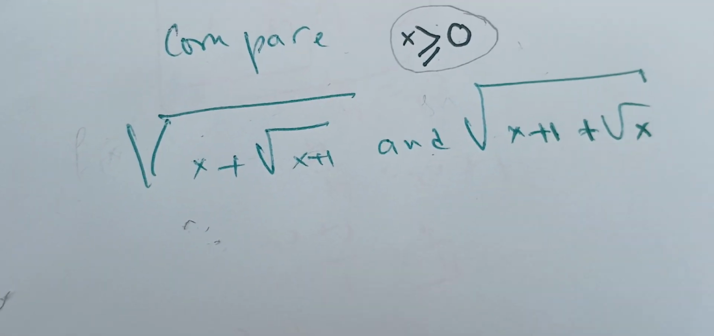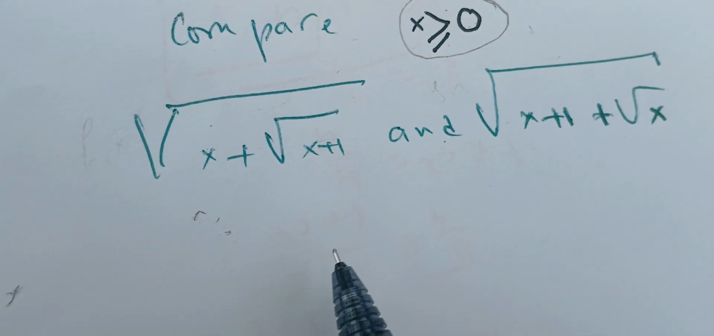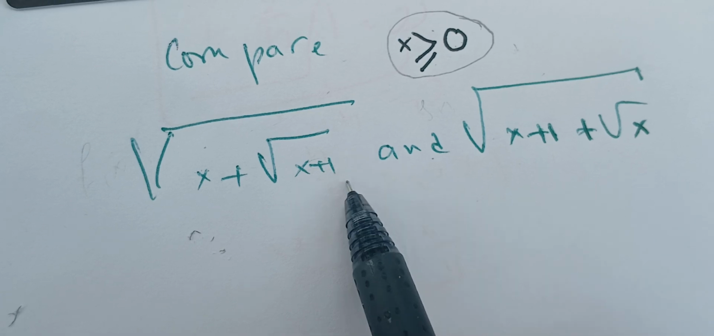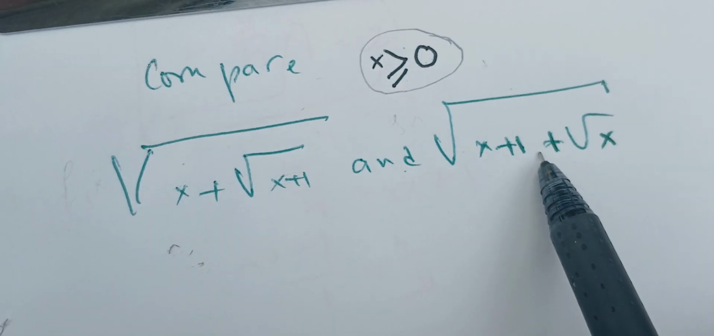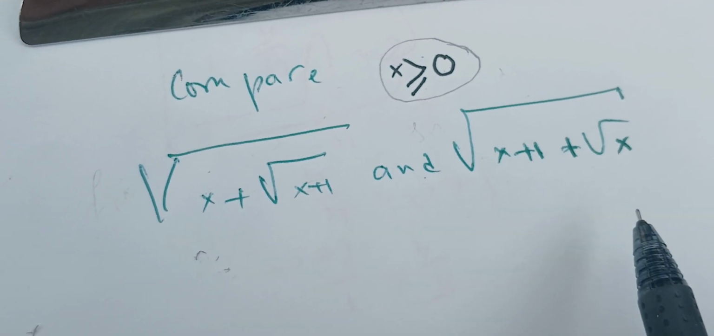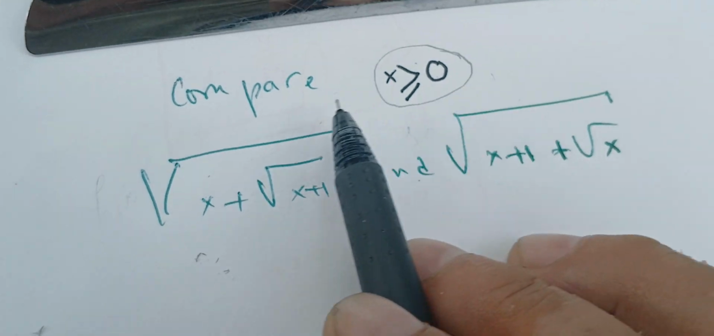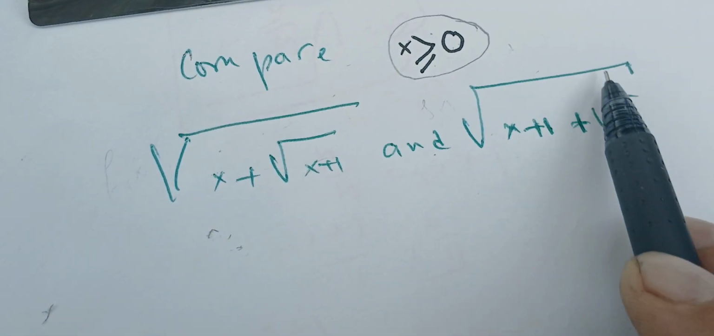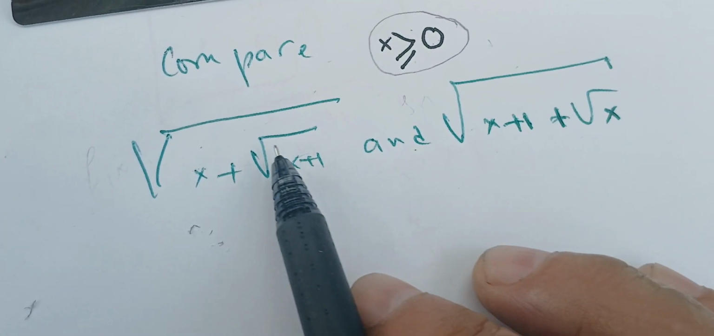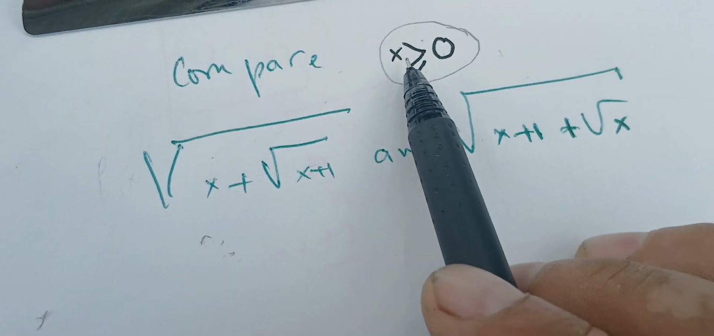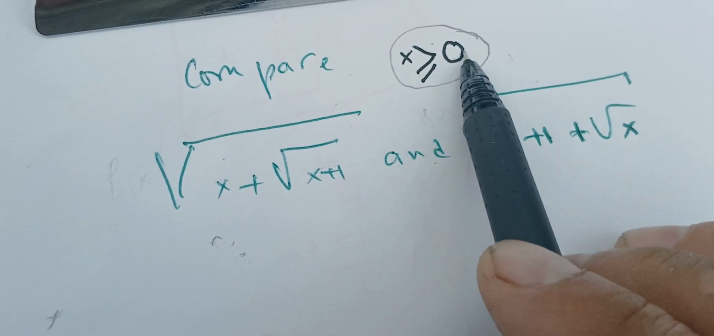Let's compare these two values. First, we have the square root of x plus the square root of x plus 1, and the square root of x plus 1 plus the square root of x. To be able to talk about these values, we make sure that they exist, and they exist when x is greater or equal than 0.